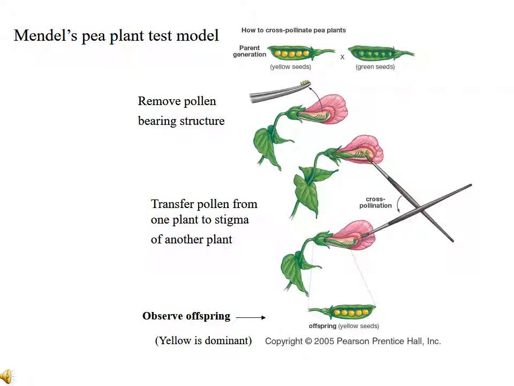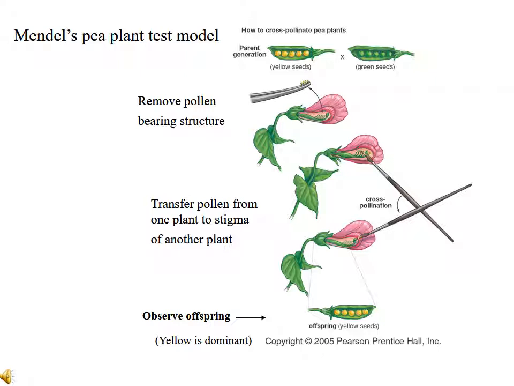Now, Mendel's pea plant test model looks something like this. To avoid self-pollination, what he did was he took out the pollen structures in a plant, and he now could transfer pollen from one plant to the stigma of another plant. So basically, he developed a nice system for doing crosses between plants, and these crosses were designed to study what new characteristics would come up.